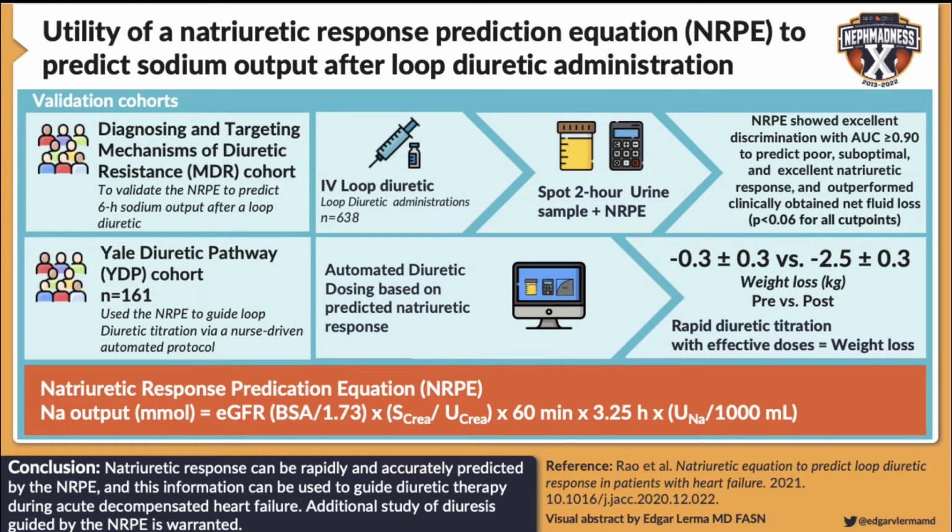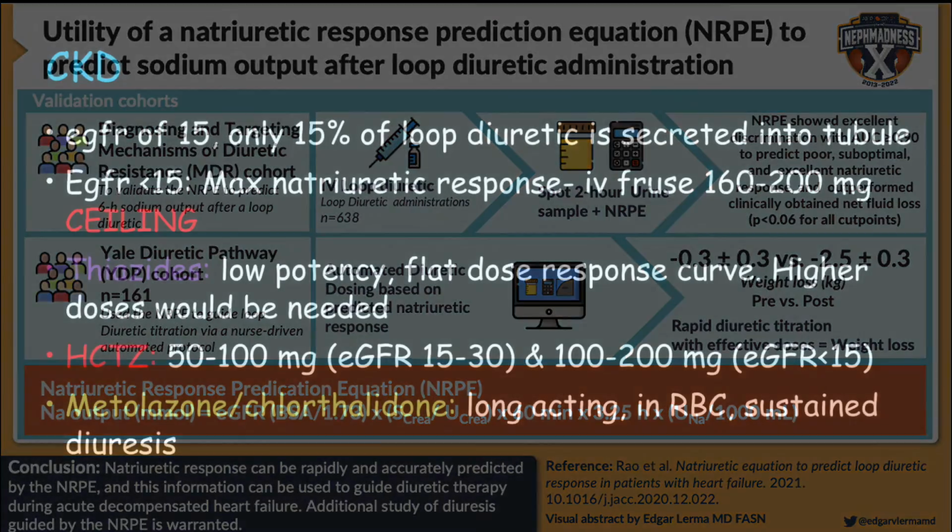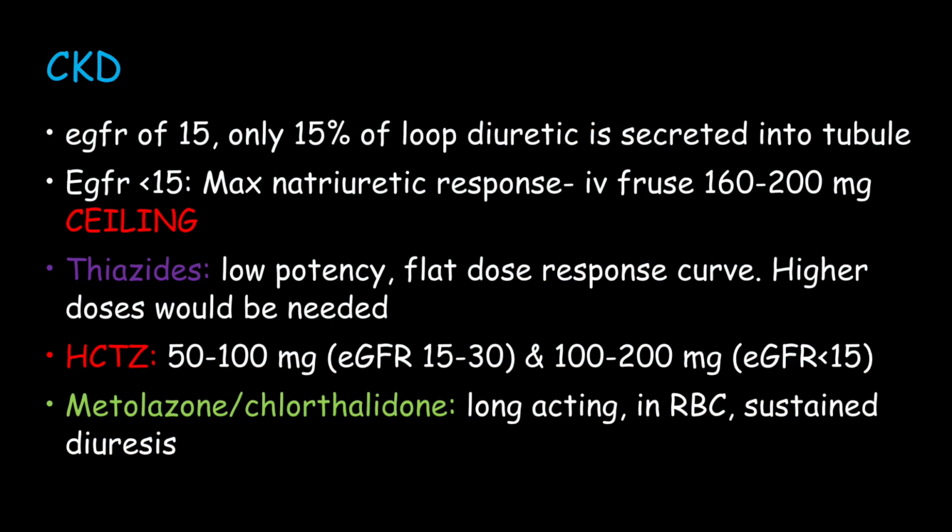Normally, you would say that if this value turns out to be more than 100, there is a good natriuresis, and if it is more than 150, then you would say it's an excellent natriuresis. Anything less than 50 in this equation would tell you that the person is less likely to respond to the current dose of furosemide and would either need a higher dose of furosemide or would need the addition of a subsequent distal diuretic. The use of loop diuretics in chronic kidney disease is always challenging.